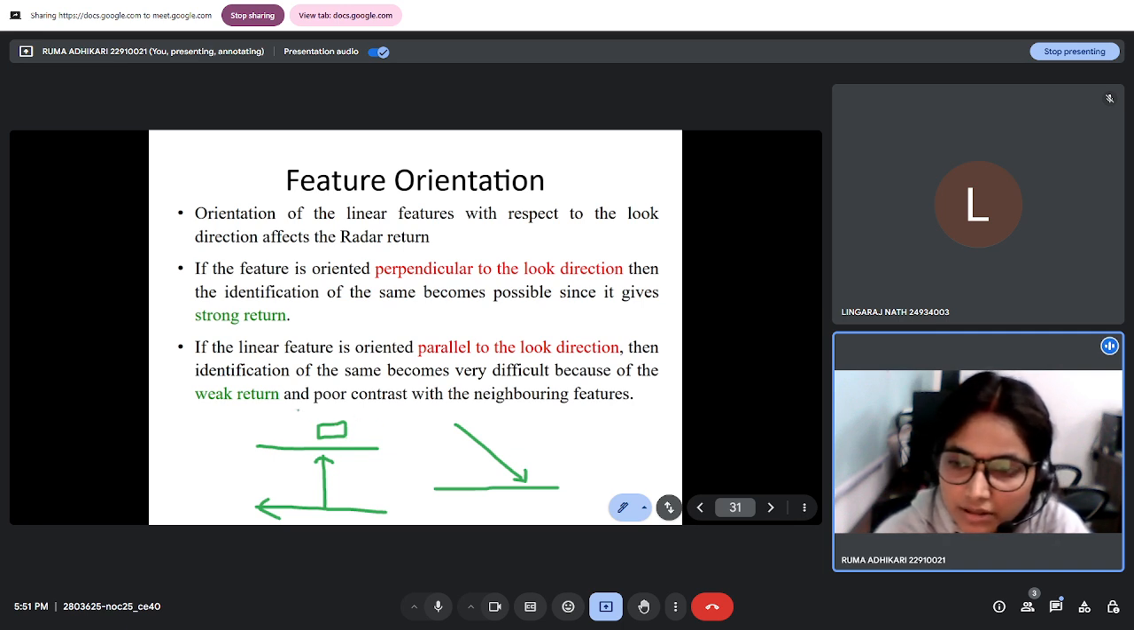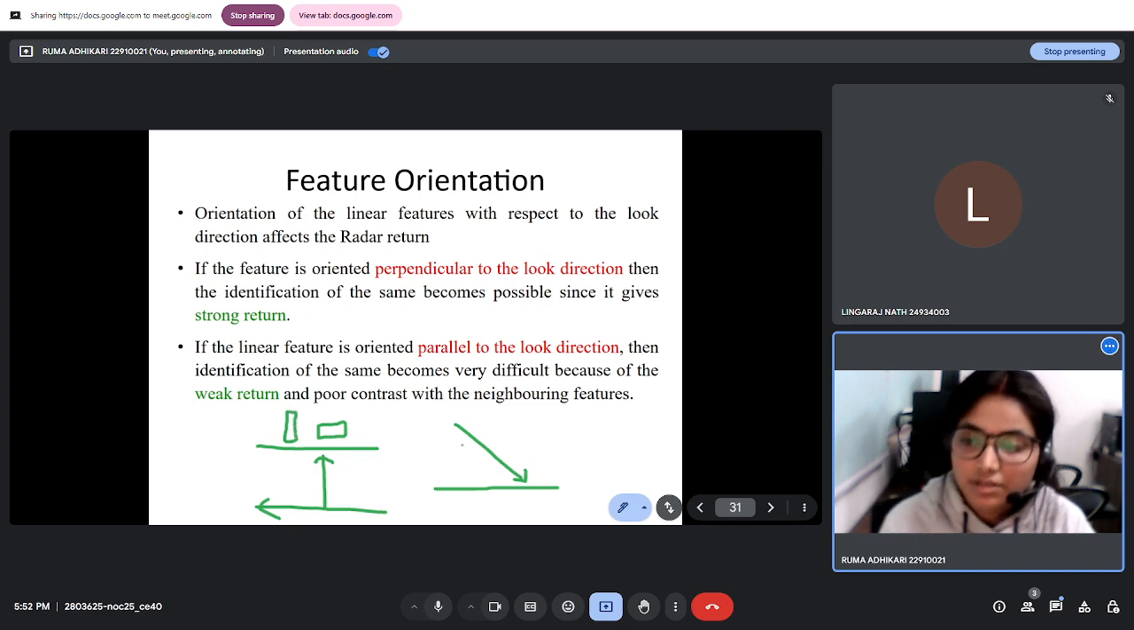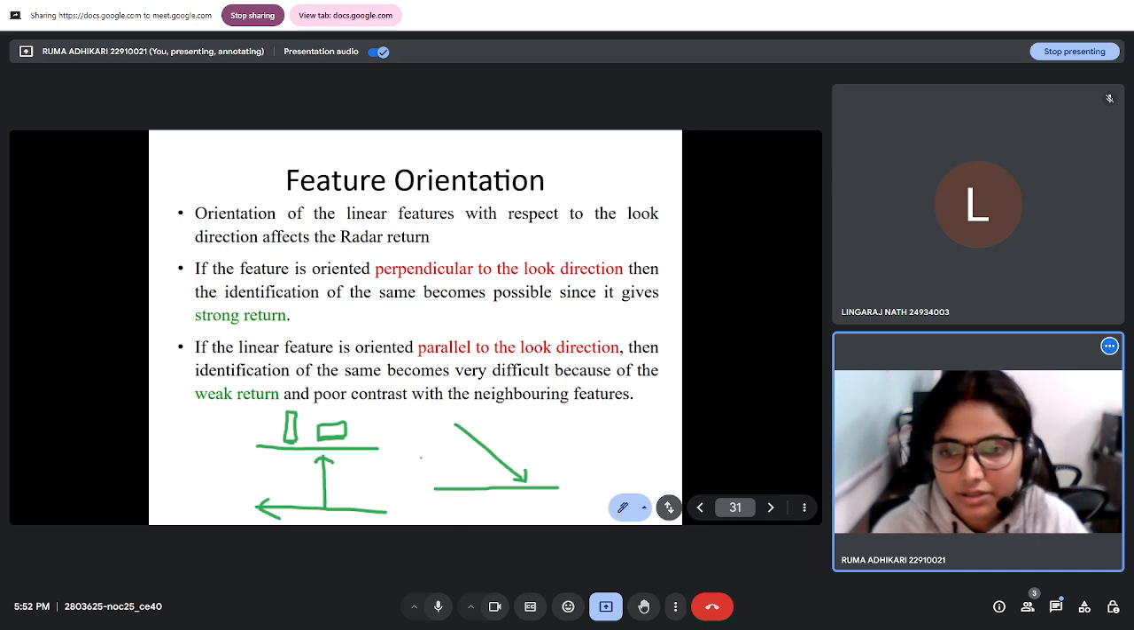But when it is parallel, suppose any kind of longer surface, how do we know whether it is parallel or perpendicular? We always see the longer or wider surface and how it is oriented. Here the wider surface is parallel to this direction. In this type of orientation, it will get a weak return. Why? Because here it only hits this small part of the surface or building, whereas for the other it is hitting this larger, wider part of the building. Only because of that.